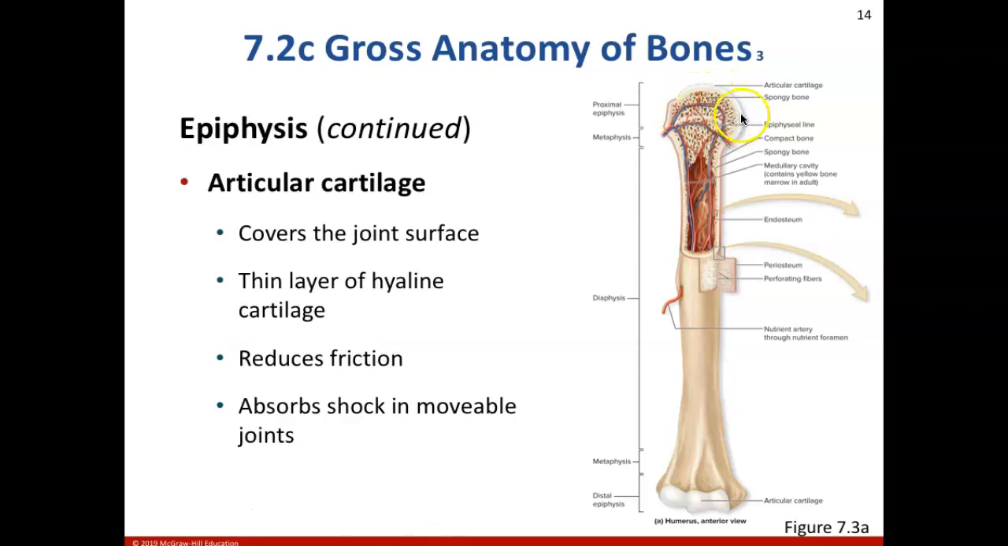And at the very top of the epiphyses on both ends, you will see that we have articular cartilage. This is covering our joint surface. It's just a thin layer of hyaline cartilage, and this helps to reduce friction within that joint and absorbs shock within movable joints.